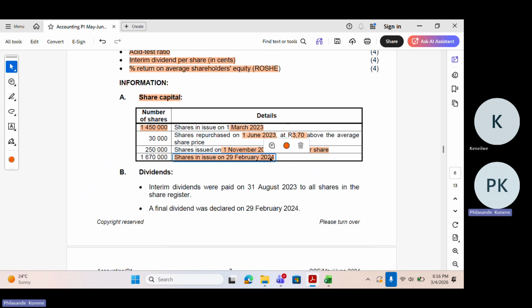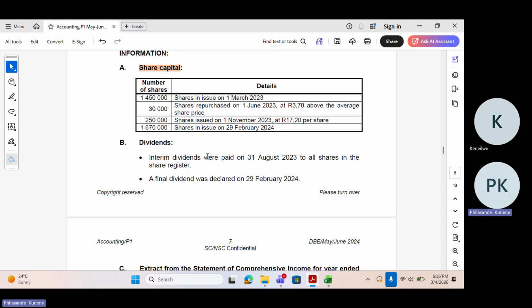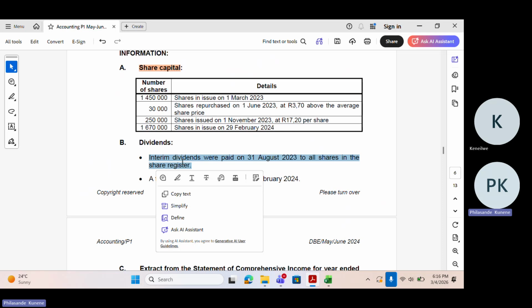Okay, so this information is more about our share capital, everything about shares that we need to be aware of. We're going to get that information here. Dividends: interim dividends were paid on 31 August to all shares in the share register. So you must check here the trend.